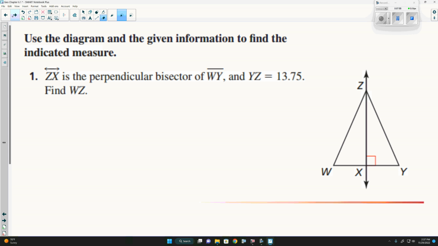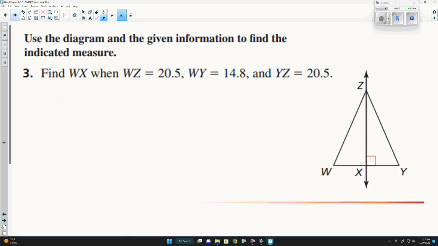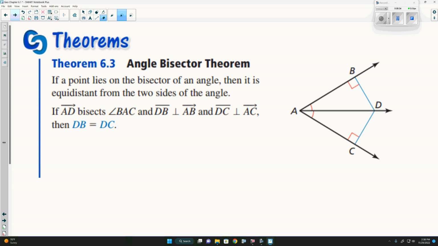ZX is the perpendicular bisector of WY. YZ is 13.75. Find WZ. Any questions on this here? Do we feel comfortable with this? All right. We'll move on to the next part.